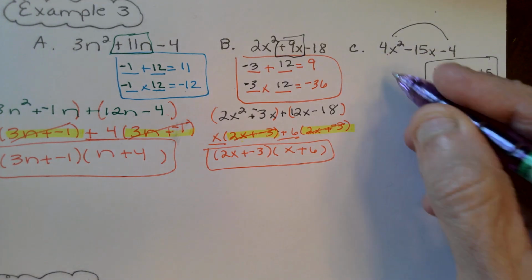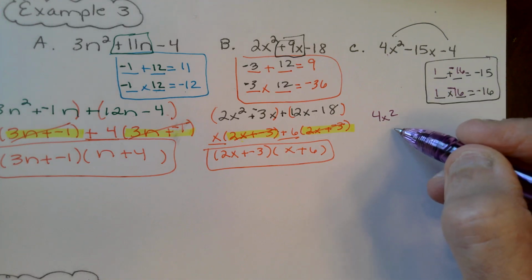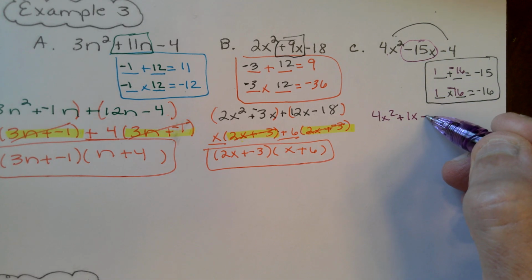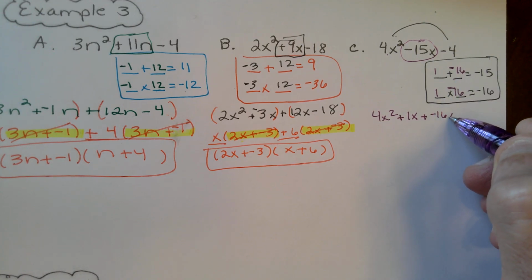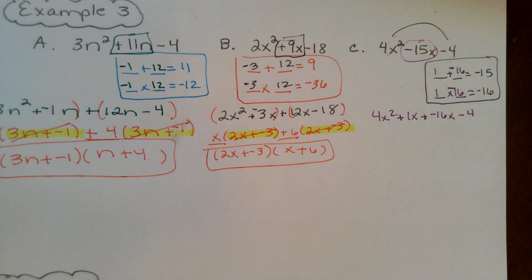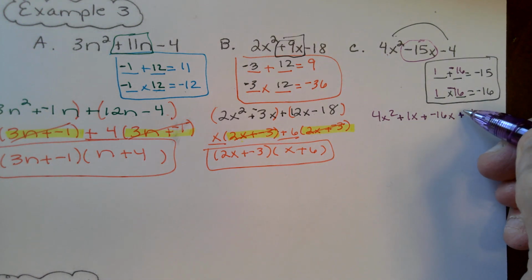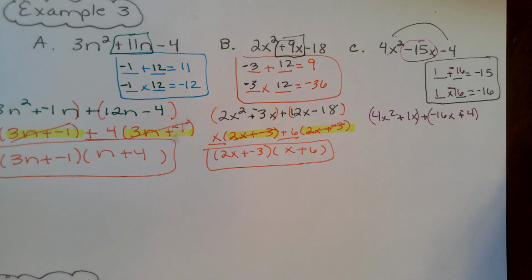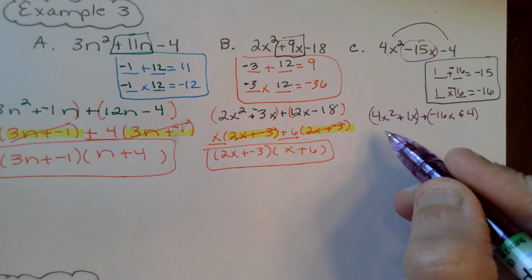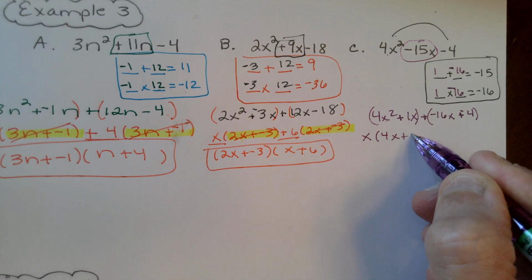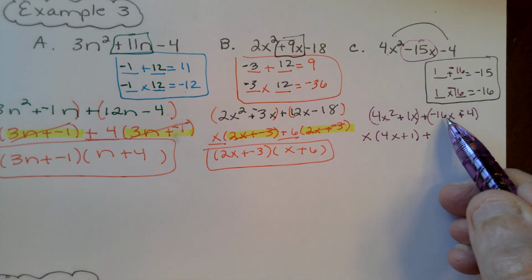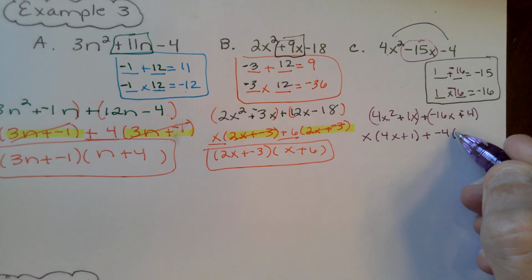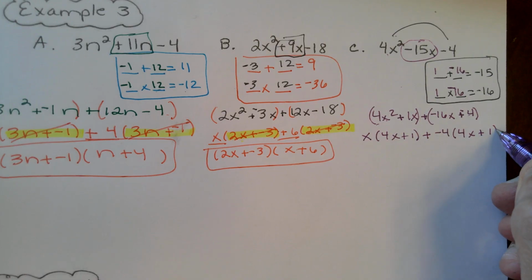Great. So we rewrite the first term, 4x squared, and then plus, I'm going to take that out and put this in place, 1x plus negative 16x minus 4, or plus a negative 4 if you want to do that, parentheses, and GCF. We can take out an x and we get 4x plus 1 plus, again they both have negatives, so I'm going to take a negative out and I'm going to take out the 4. So negative 4 parenthesis 4x plus 1. Yay!